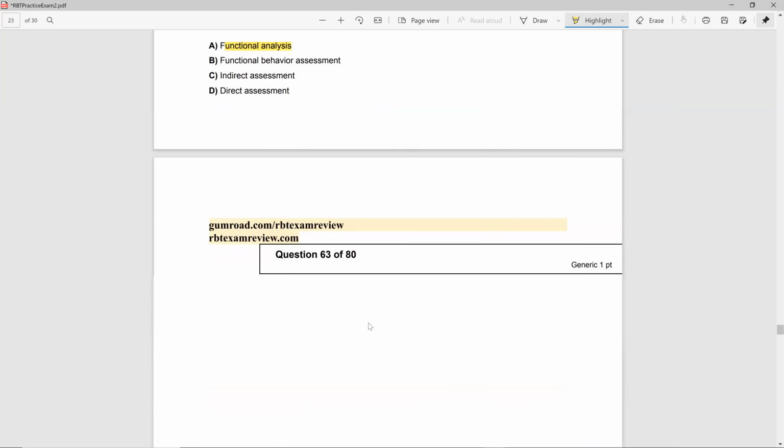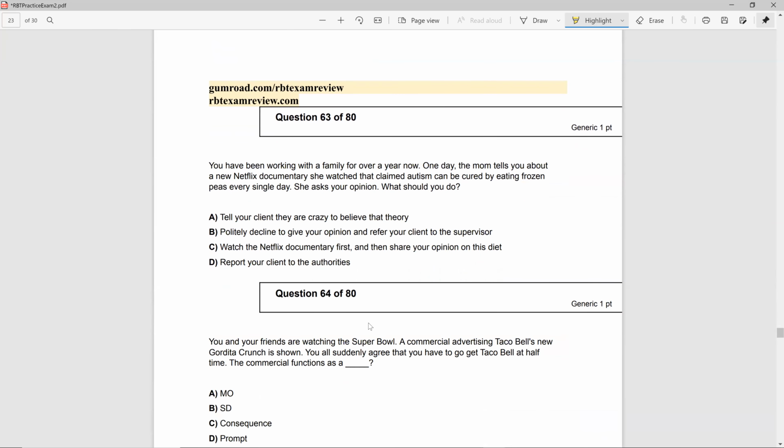All right, 63. You've been working with a family for over a year now. One day, the mom tells you about a new Netflix documentary she watched that claimed autism can be cured by eating frozen peas every single day. She asks your opinion. What should you do? All right, we have an ethical question here. This is a not uncommon scenario.